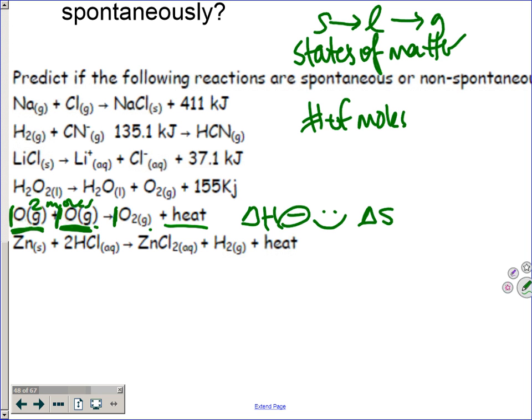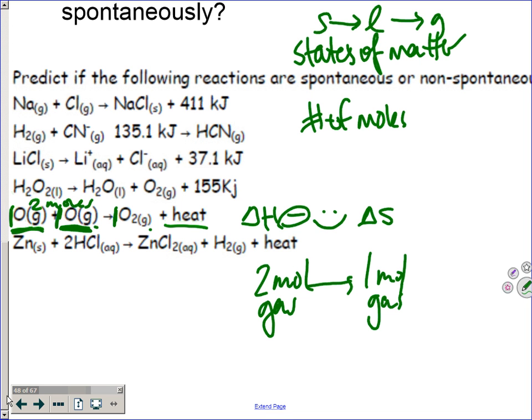Only 4, just one. So we're going from 2 moles of gas to 1 mole of gas. What's happening to disorder? It's going down. It's getting more ordered, right? 2 moles, 1 mole. It's getting more ordered. Less disorder, more order. Less disorder is a negative value. Is that good or bad for the universe? Bad. So I'm putting in a frowny face.